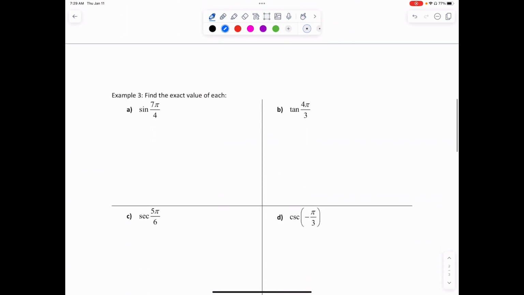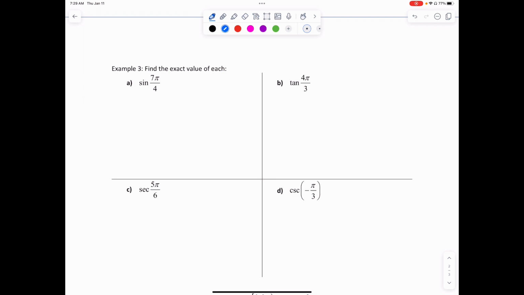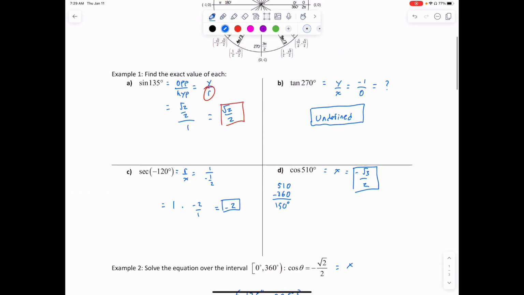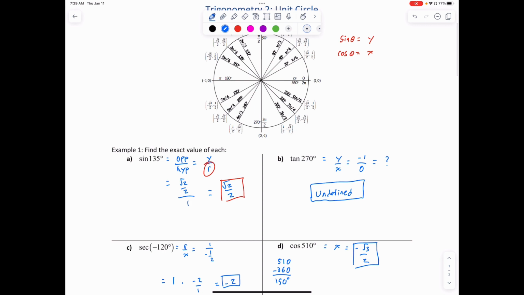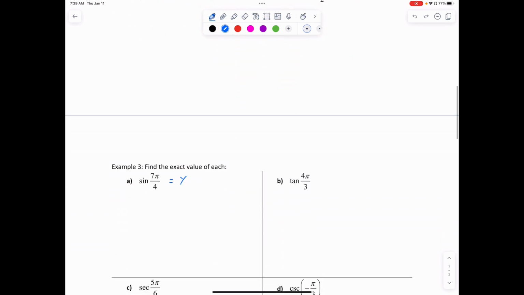For these next problems, we are doing exactly the same thing. We're just now using radians. So for example, if I ask for the sine of 7 pi over 4, we know that that's going to be the y value. I simply need to find where 7 pi over 4 is. Oh, it's there, and the y value is radical 2 over 2. So my answer is radical 2 over 2.